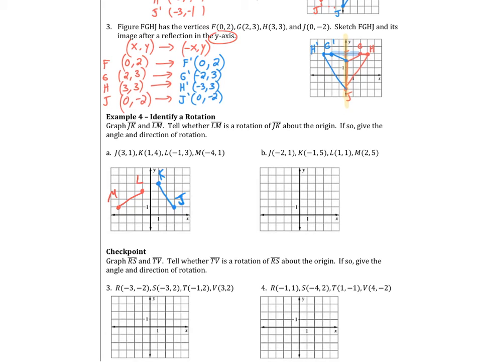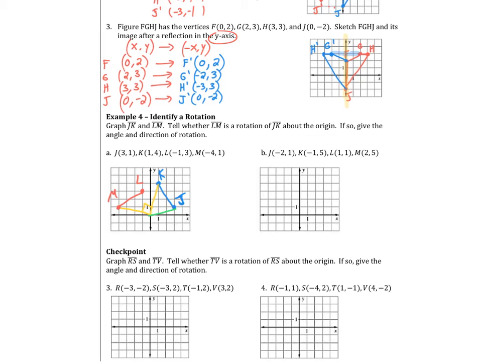So if you look at K, K is right 1 and up 4. M is left 4 and up 1. Since these are basically opposites, right 1, up 4, and then left 4, up 1, it forms a 90-degree angle. And you'll notice the same thing for J and L. J is up 1 to the right 4, and L is left 1, up 3.